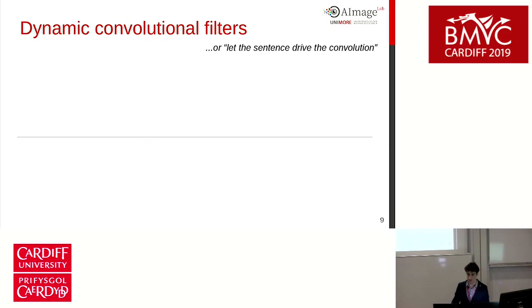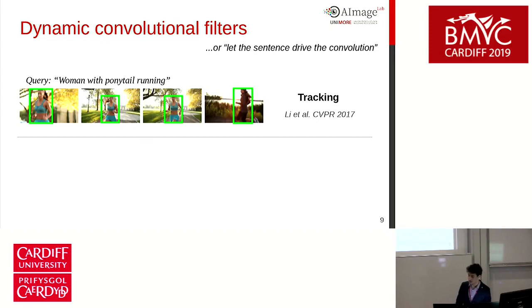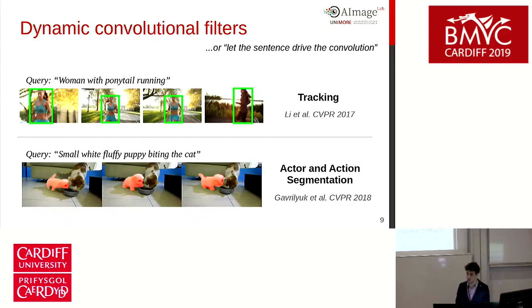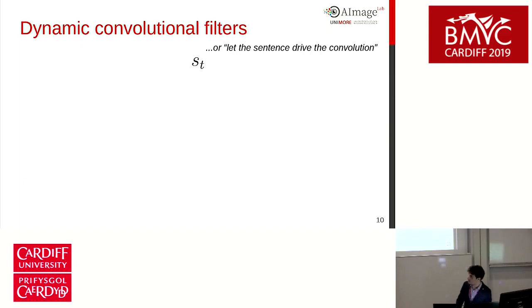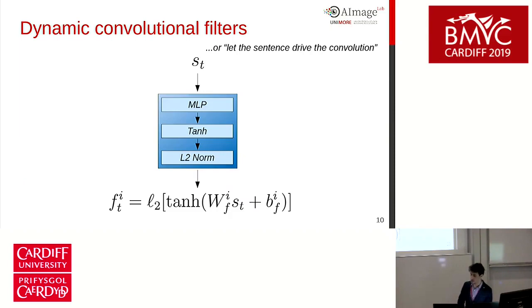Dynamic convolutional filters were first conceived for tracking by natural language instruction in CVPR 2017, and were further explored for actor and action segmentation from a sentence, and were proven to be very effective to merge visual representation and linguistic instruction. We can create a dynamic kernel starting from an instruction representation S_T, applying a multilayer perceptron followed by a nonlinear activation. We usually use hyperbolic tangent in our experiments, and L2 normalization also helps.